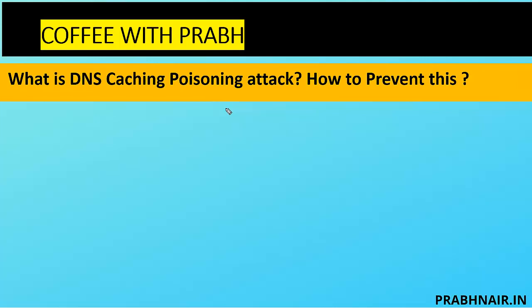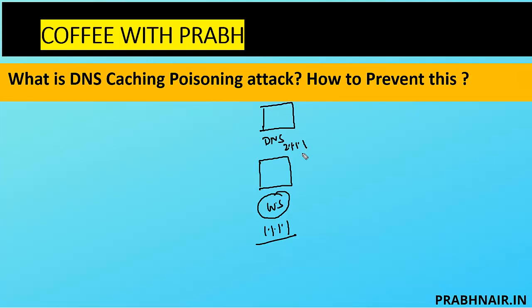Same thing happens with our internet. It is difficult for us to remember the services with their IP addresses, so we translate the IP address into a name. Example: this is my web server, and this web server is hosted on the 1.1.1.1 IP. And then we have a DNS server, which is at 2.1.1.1.